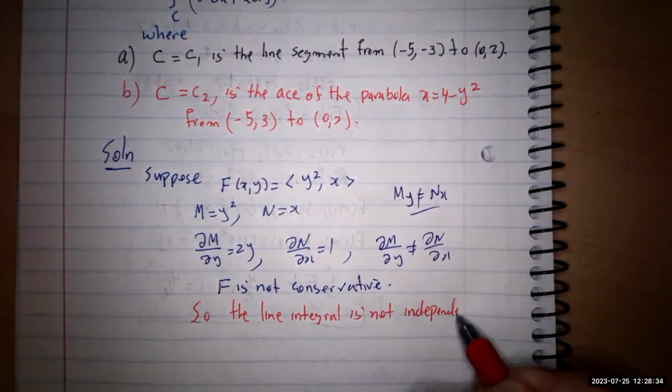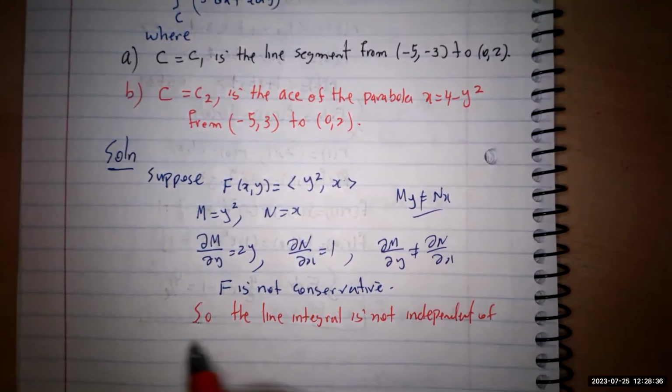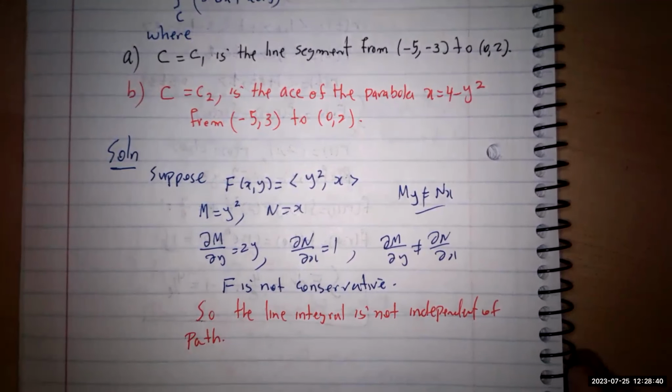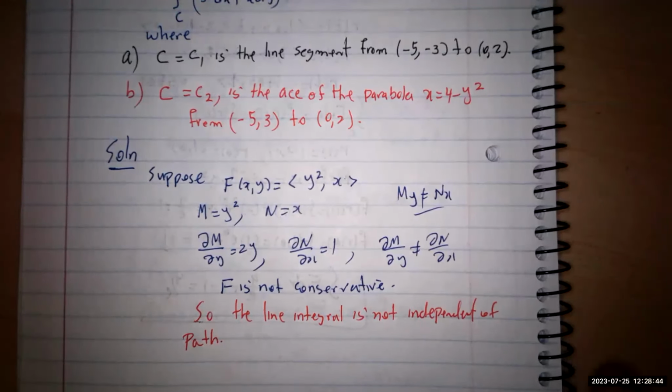Independent of paths. So this means the value of the integral for the first one, and for the second one, both of them are going to be different. And then, of course, you cannot use the fundamental theorem of calculus. So what we're going to do is just go ahead and write it straight on.